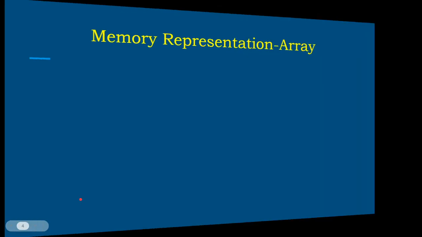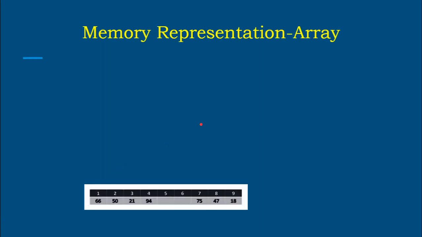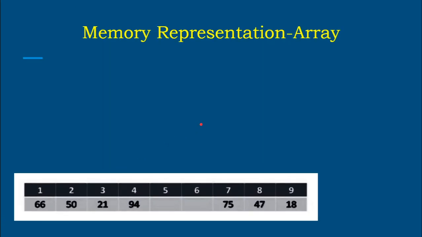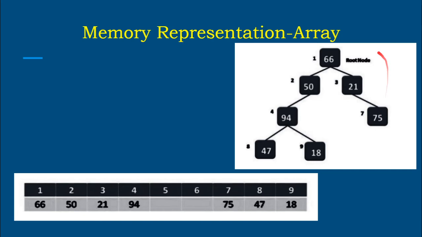Let us see how it is given in the form of an array and a linked list in the diagram. First, let us see the array representation. Here we can see the example of this tree. The root node is 66, which is the top one, and this has two children, 50 and 21. They are the left and the right child.